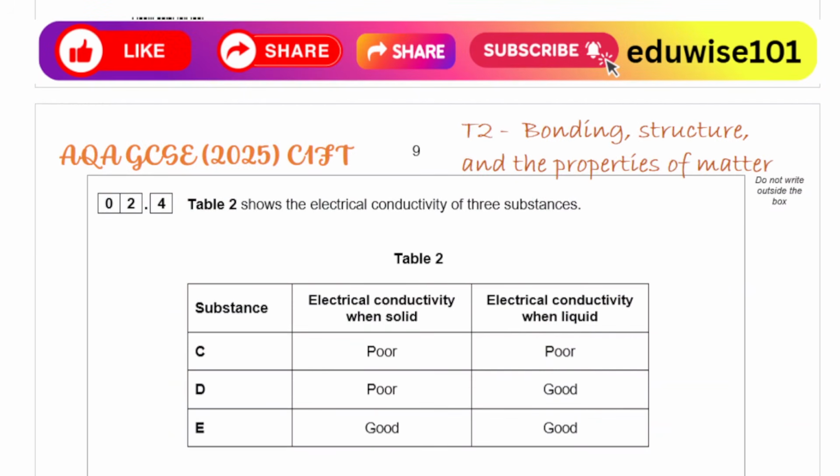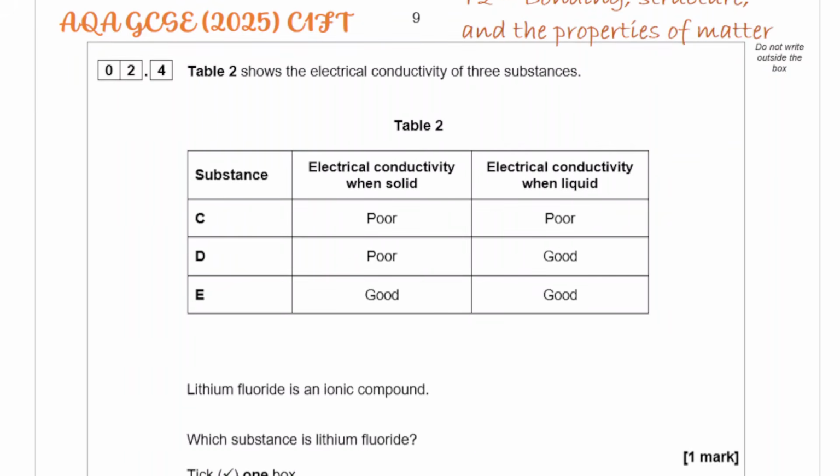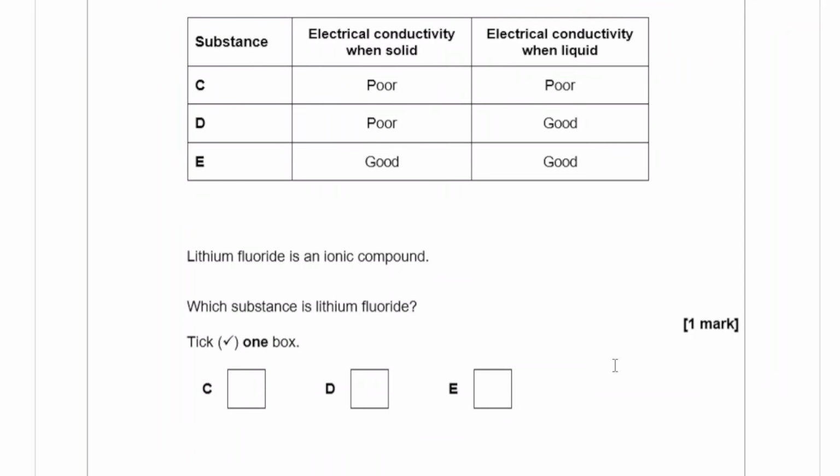Table 2 shows the electrical conductivity of 3 substances. So you have substance C, D, and E. Electrical conductivity when solid, C and D are poor, E is good. Electrical conductivity when liquid, poor, good, and good. Lithium fluoride is an ionic compound. Which substance is lithium fluoride?